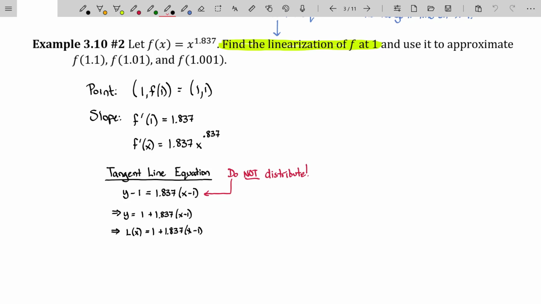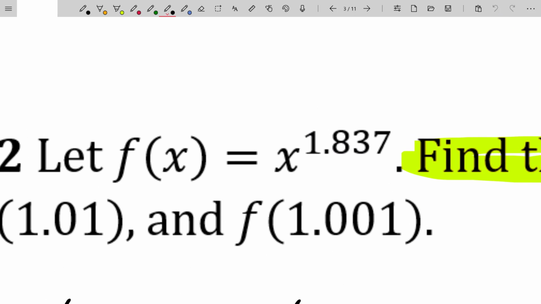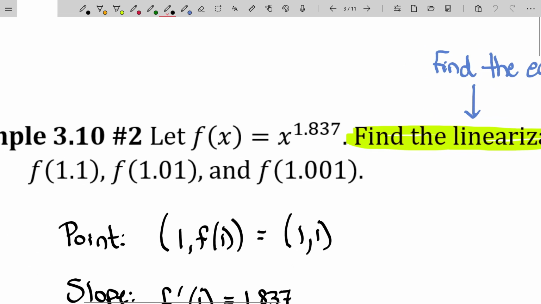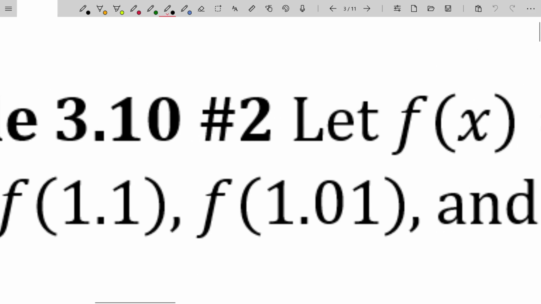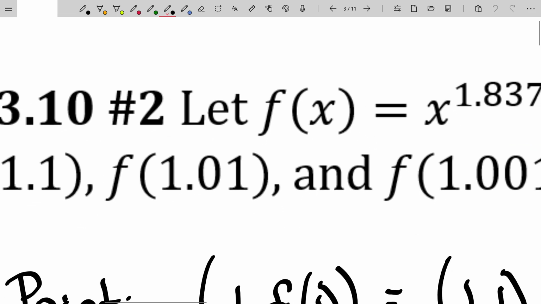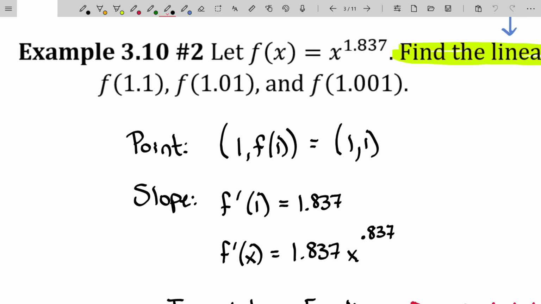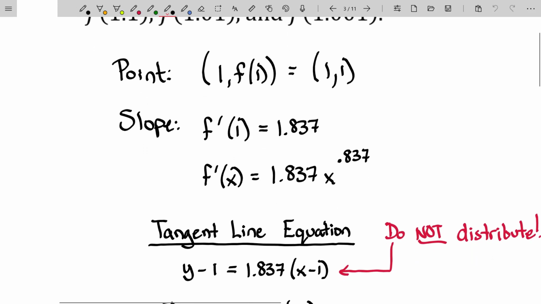So using that logic, we should be able to approximate this function x to the 1.837 power near to where we built this tangent line using a tangent line. And we built this tangent line at the point (1, 1). So we should be able to use that tangent line to help us approximate f of 1.1, f of 1.01, and f of 1.001, again, because those are close to the point where we built the tangent line. So let's do that. Rather than grabbing a calculator and computing this, let's use a line.